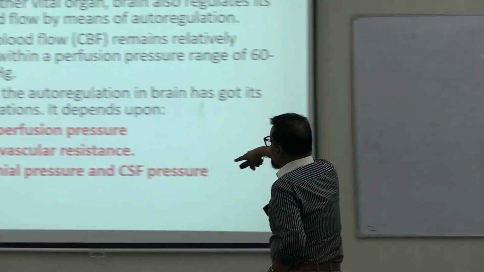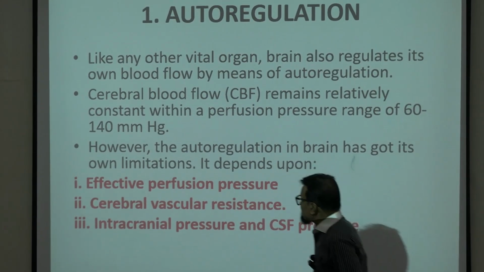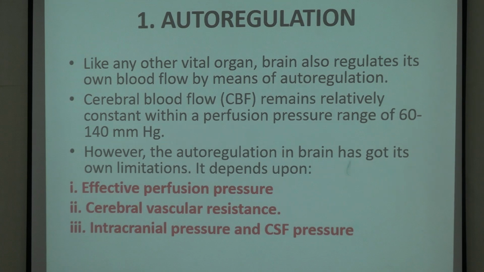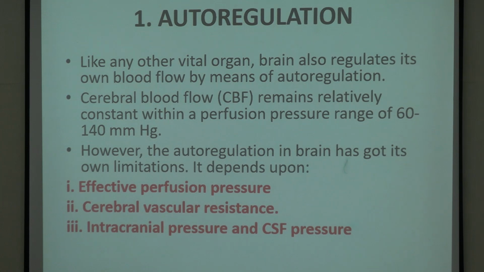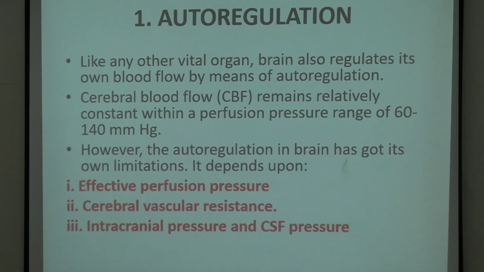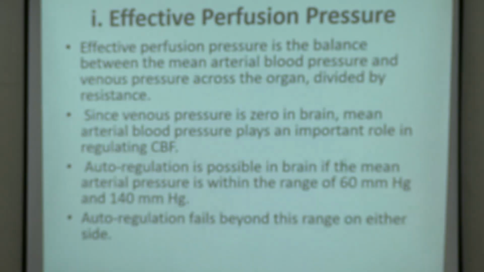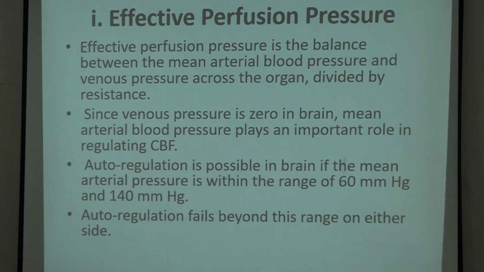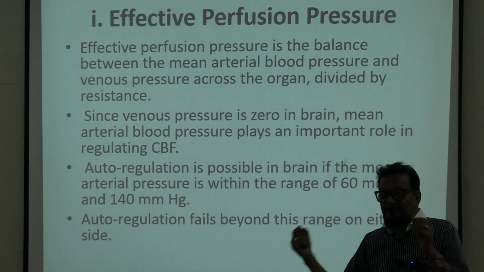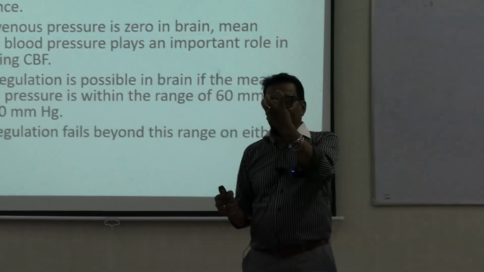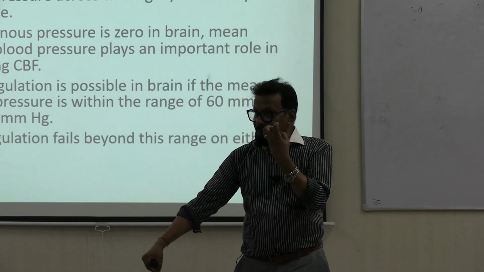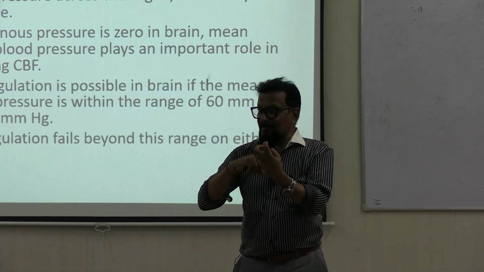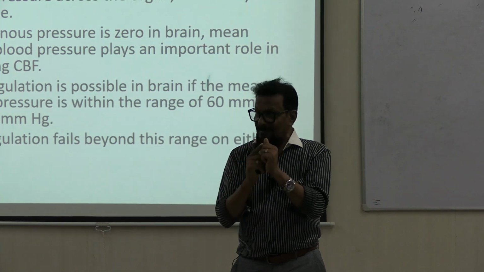So, auto-regulation depends on these 3 factors. What are these? Effective perfusion pressure, cerebrovascular resistance, and the intracranial pressure and CSF pressure, cerebrospinal fluid pressure. These are the factors that affect auto-regulation. What is the effective perfusion pressure? Suppose this is one organ, say spleen. One artery is supplying this and the vein is coming out of this. What is the pressure difference between these? This is the perfusion pressure, the difference.